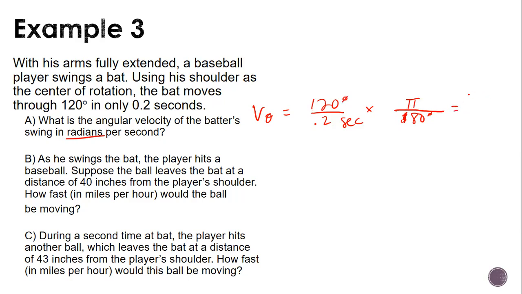I multiply straight across. I have 120 pi over 0.2 times 80. That's going to give me 16. Okay, so this is my radians per second. Is it reduced? No. Could I reduce it even more? Why, yes, I can.